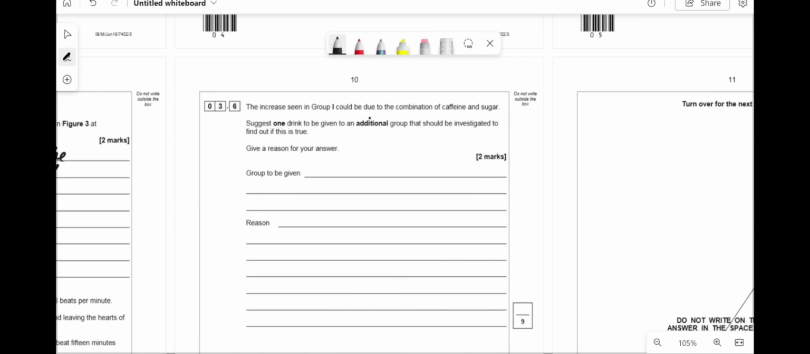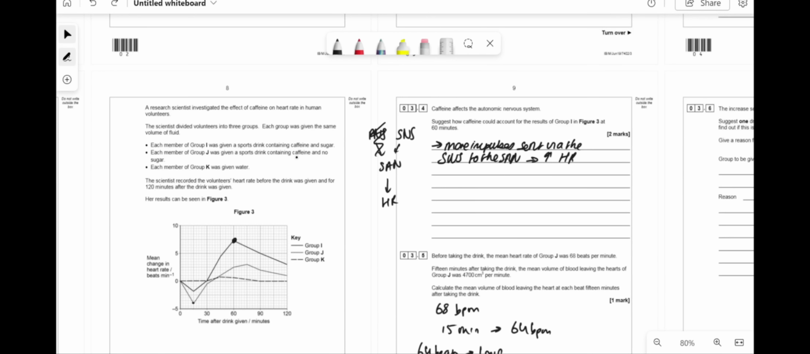Increase in group I could be due to the combination of caffeine and sugar. Suggest one drink to be given to an additional group that could be investigated to find out if this is true, and give a reason for your answer. So what they've done is they've got a caffeine and no sugar option and caffeine and sugar to see if there's any differences between adding sugar when you already have caffeine. And then they have another group where there's just water. So they're trying to see if caffeine has a role on this.